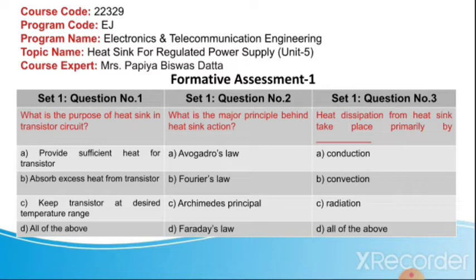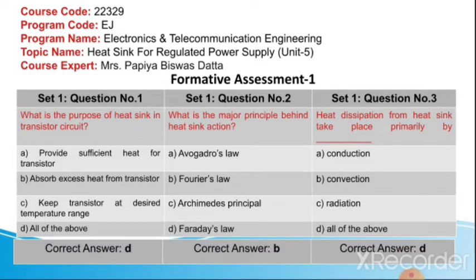I hope you got the answer. What is the purpose of a heat sink in a transistor circuit? It provides sufficient heat for the transistor; it absorbs excess heat from the transistor and keeps the transistor at the desired temperature range. All of the above is the answer. What is the major principle behind heat sink action? That is Fourier's law. And heat dissipation from a heat sink takes place primarily by all of the above, that is conduction, convection, and radiation.